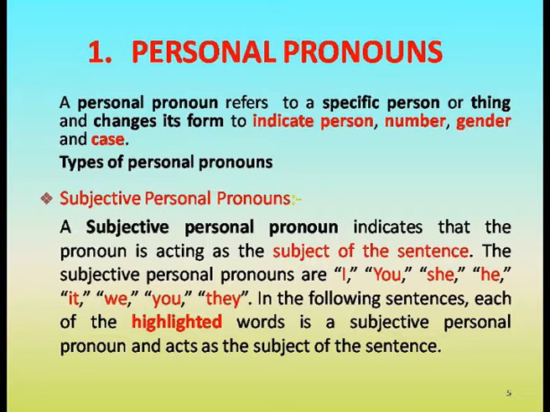A subjective personal pronoun indicates that the person is acting as the subject of the sentence. The subjective personal pronouns are I, you, she, he, it, we, you, they. In the following sentences, each of the highlighted words is a subjective personal pronoun and acts as the subject of the sentence.